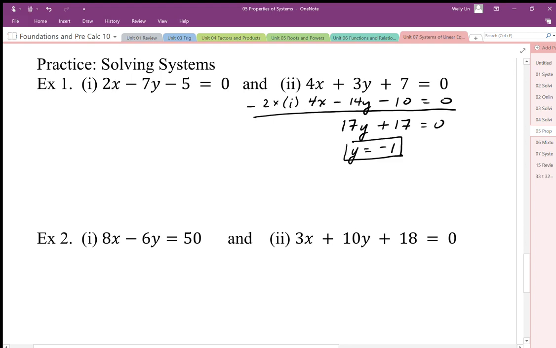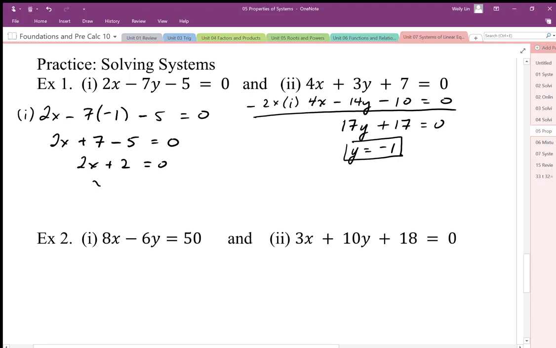So solving for x, I can plug it back into one of the equations. I'm going to plug it back into equation 1, and I end up with 2x minus 7y. So it's going to be 7 times negative 1, minus 5 equals 0. Solve for x. This becomes plus 7 minus 5 equals 0, so 2x plus 2 equals 0. So again, x is going to be equal to negative 1 as well.